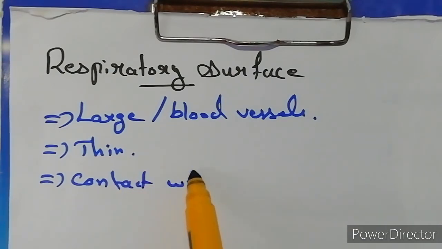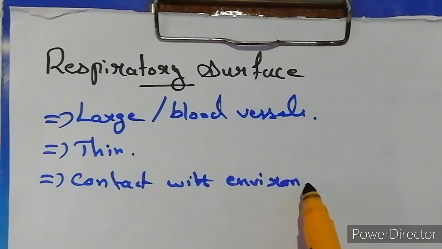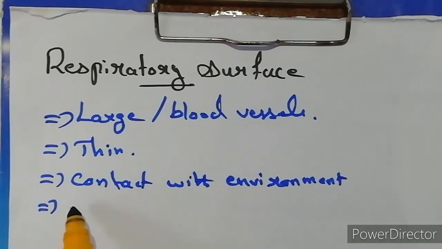Contact with the environment. Right. So from the environment only we are getting this air and oxygen, so it must be in contact with this environment. Then the last one they say, it should be permeable to these respiratory gases. So it should permit the oxygen and carbon dioxide transfer. Right? This is the characteristic feature of the respiratory surface.